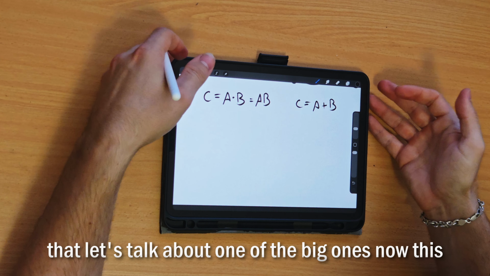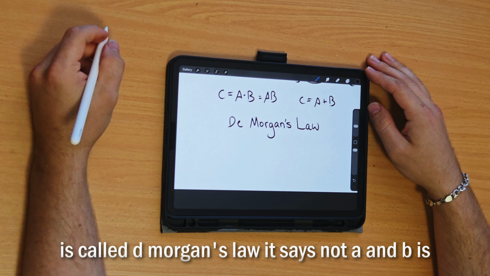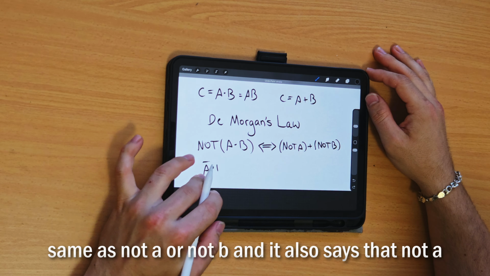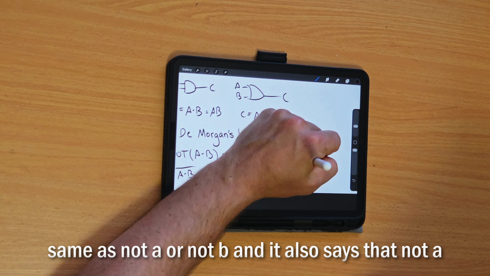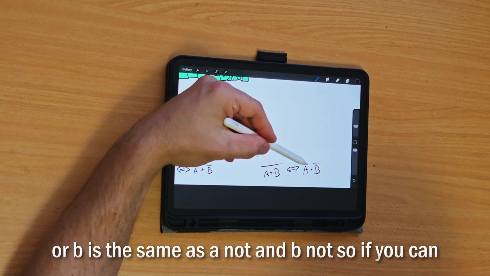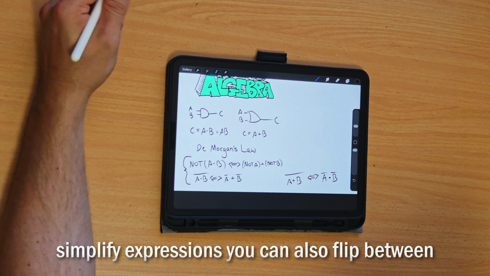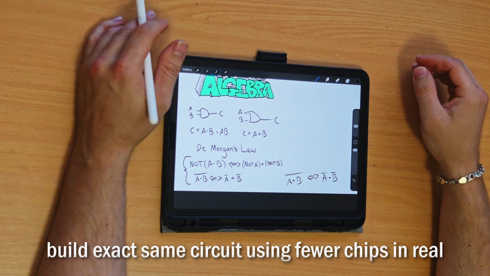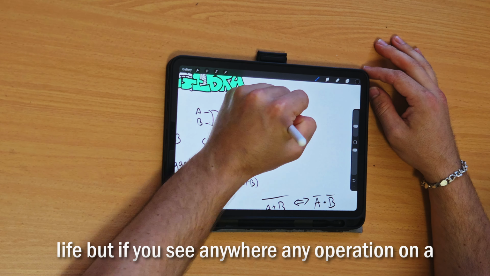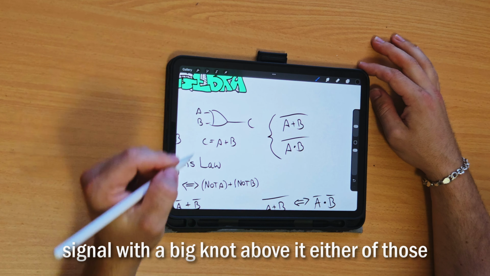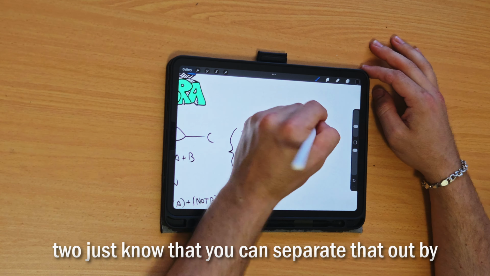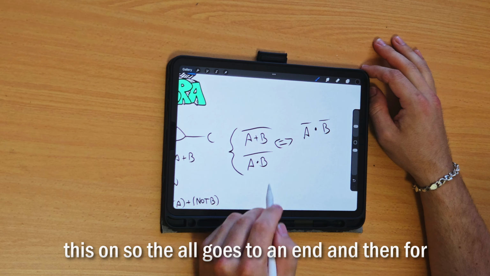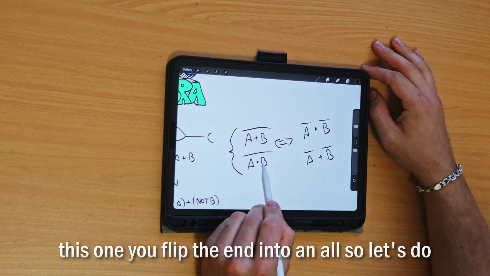Let's talk about one of the big ones now. This is called De Morgan's law. It says not (A and B) is the same as not A or not B. And it also says that not (A or B) is the same as not A and not B. So if you can simplify expressions, you can also flip between different gate types, and sometimes that lets you build the exact same circuit using fewer chips in real life. But if you see anywhere any operation on a signal with a big not above it, either of those two, just know that you can separate that out by taking the not, so the bar on top, and putting it over your individual inputs, and then just flip the sign. So the OR goes to an AND, and then for this one, you flip the AND into an OR.